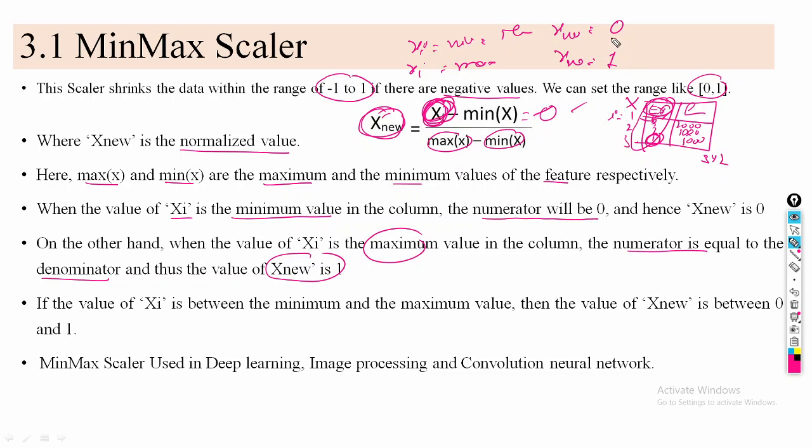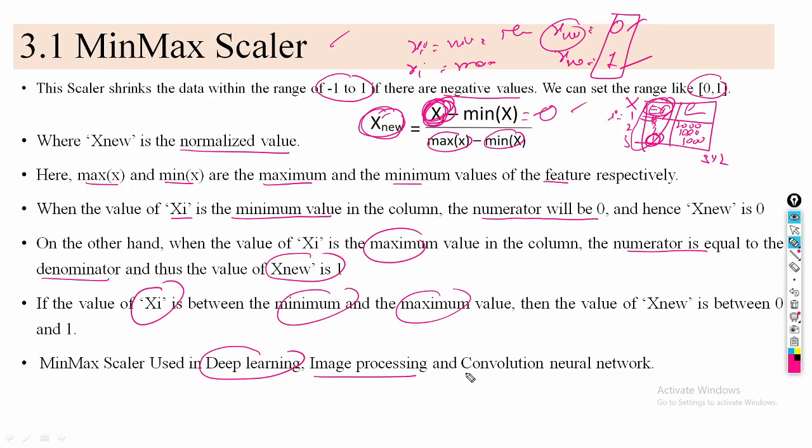So which means the new x value lies between 0 and 1. That is the range of the min-max scaler. The min-max scaler is used in deep learning, like image processing and convolutional neural networks. In this kind of algorithm, we are supposed to apply the min-max scaler.